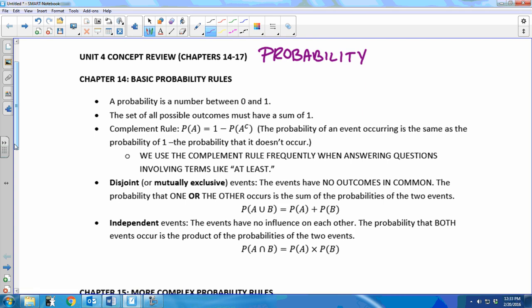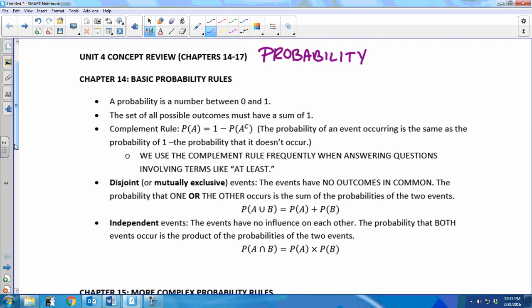A probability is a number between 0 and 1. Do not miss questions because you aren't paying attention. If they give you probabilities that don't add up to between 0 and 1, then they aren't disjoint. That means there's something in common between them, and you need to make sure you take that into account. The set of all possible outcomes must have a sum of 1. Like I said, all of your probabilities all together have to add up to be 1, so make sure that you are looking into that.